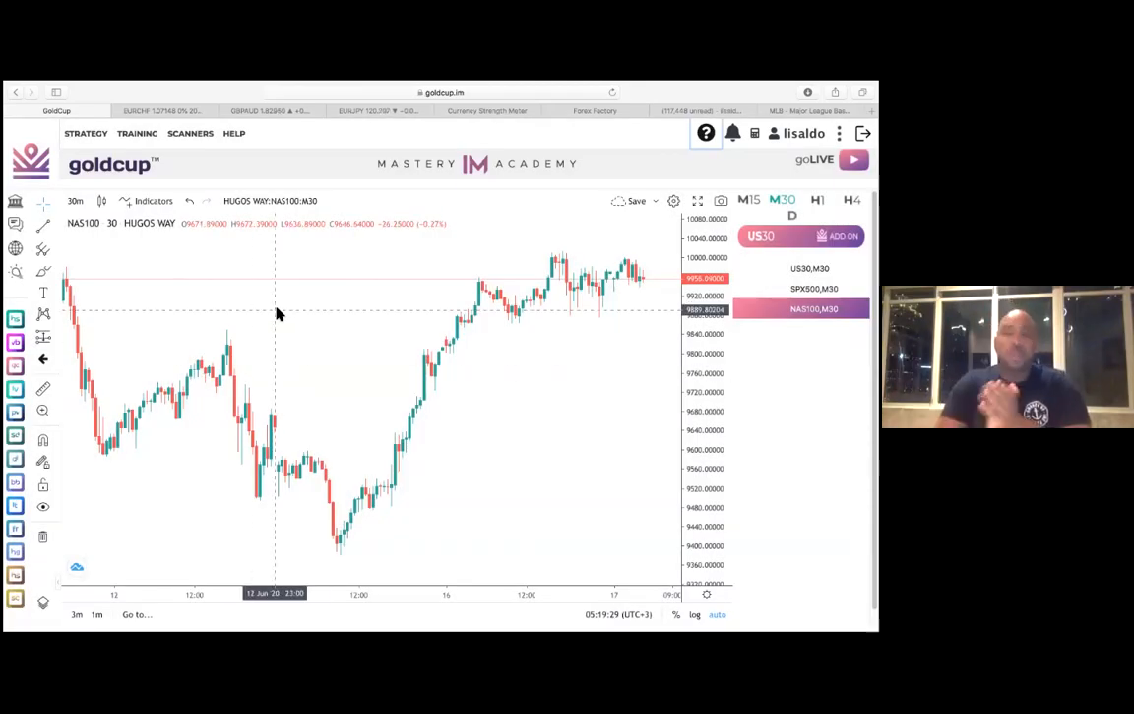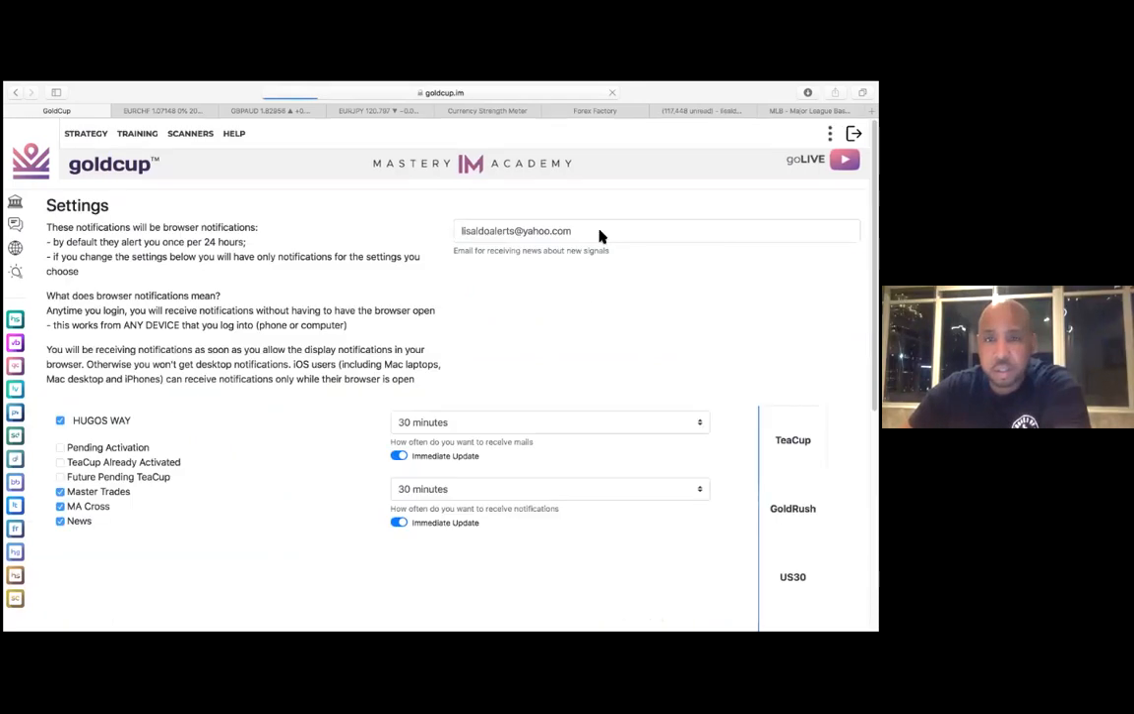So now, there are easy ways to use the app. #1, when you get the app, you go here to settings. You click on settings, right? You click on settings, and now you want to put an email. I tell people all the time, get a new email just for the alerts. You don't want to intertwine these alerts with your regular email. Just make a new email. Don't be lazy. Make a new email just for the Goldcup alerts, right?